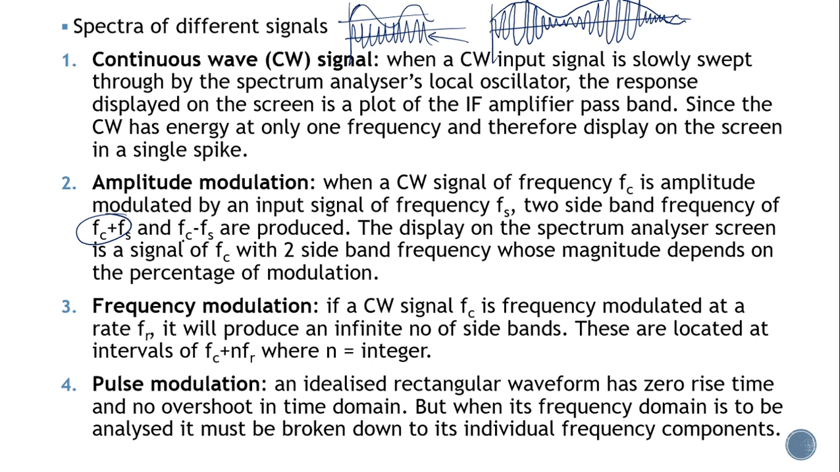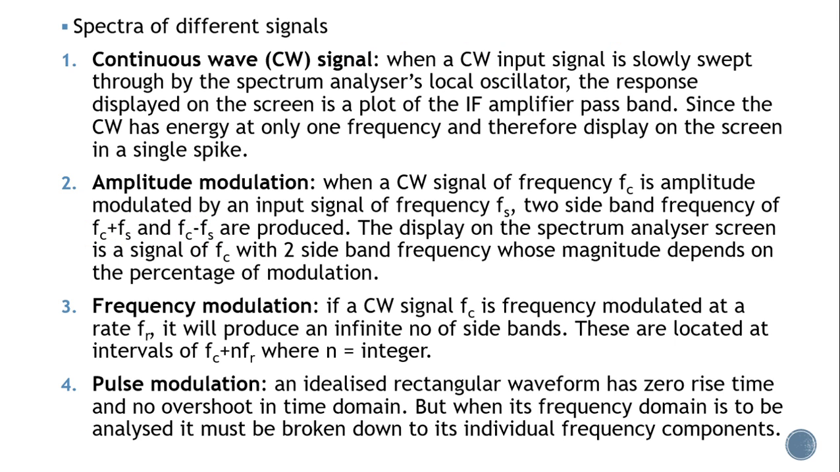And you have another frequency that is Fc minus Fs. So basically you have three frequencies present in one signal, and this is displayed as the output of your amplitude modulated spectra. In your amplitude modulated spectra, you have a frequency Fs, and then you have two sideband frequencies, that is Fc plus Fs and Fc minus Fs. So this is what your spectra is going to look like for an amplitude modulated signal.